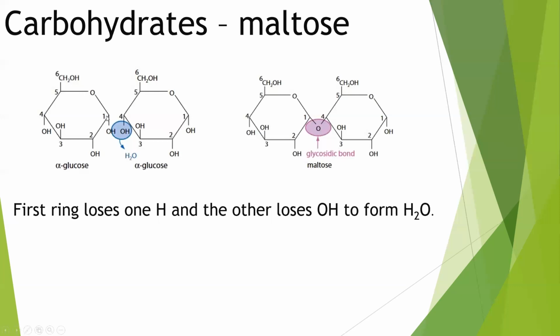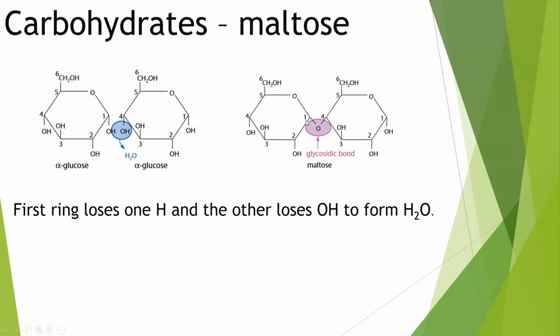So for example, this carbon right here is in position number 1, 2, 3, 4, 5, and this last one is 6. So this carbon on number 1 will lose its hydrogen, while this carbon on number 4 of the next glucose molecule will lose its OH. So an H2O molecule is eliminated or produced in the reaction, and then this oxygen atom which is left will connect these two glucose molecules and form this glycosidic bond.